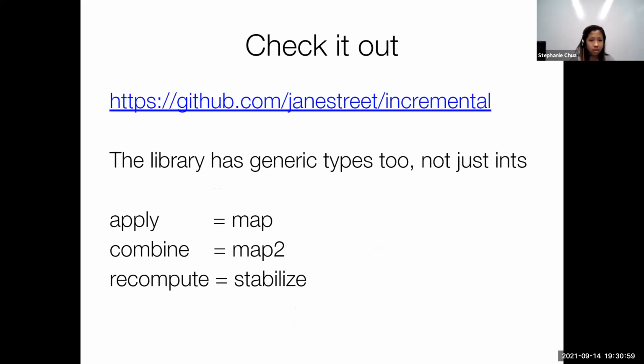All right, so that is all I have today in terms of the incremental library. If you're curious and want to check it out, you can find the link on GitHub. Like I mentioned earlier, the library has generics, not just integers. I've also renamed the functions. What we see today as apply is actually called map, combine is actually map2, and recompute is stabilize.